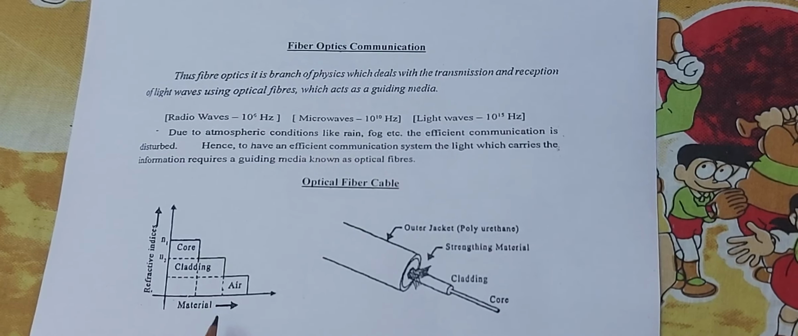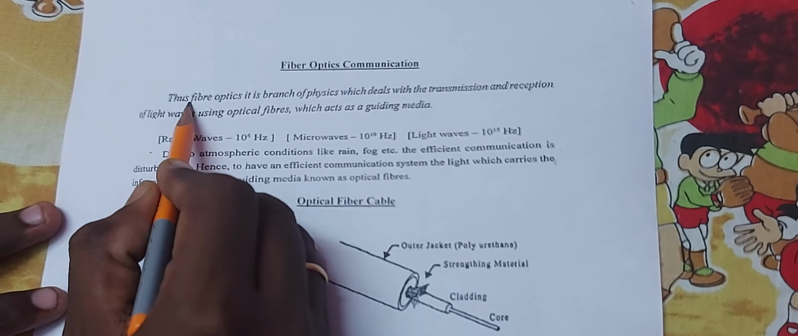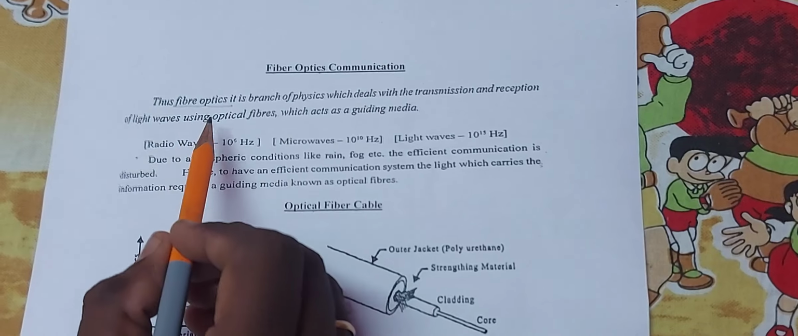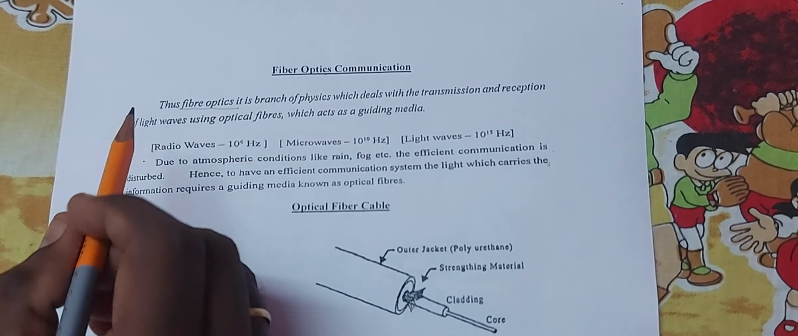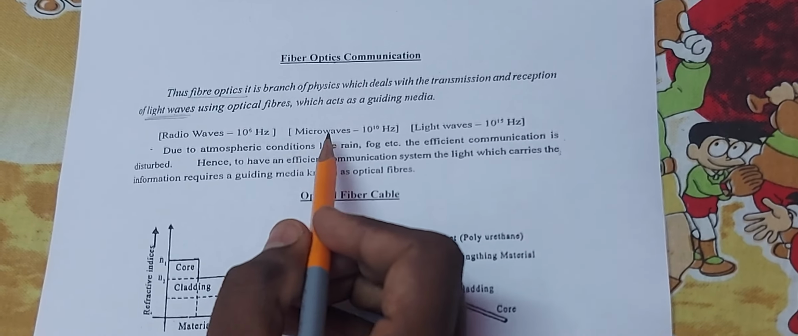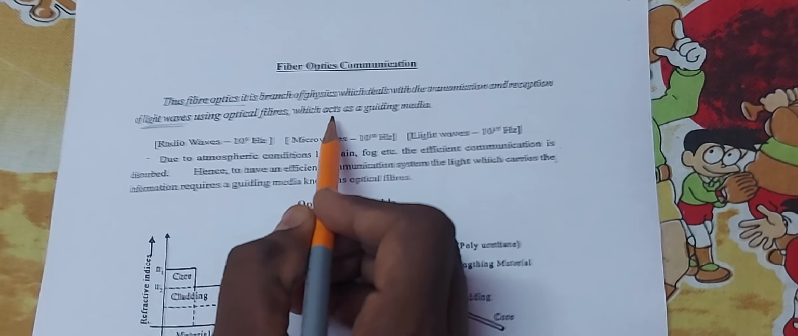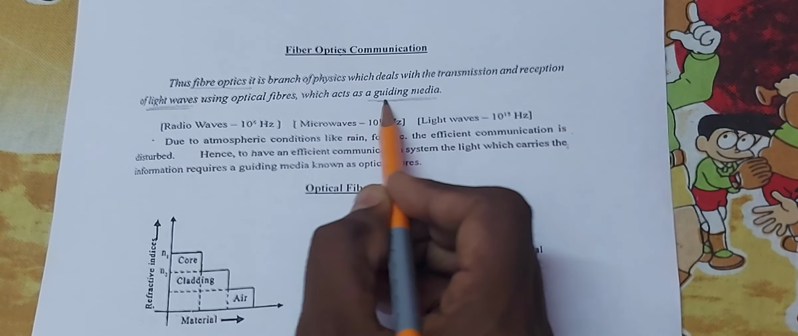Before we enter into the subject, what are fiber optics? Where do the terms come from? Fiber optics is a branch of physics which deals with the transmission and reception of light waves. Here, light will act as a guiding medium.